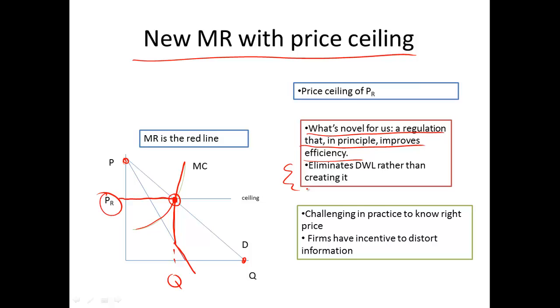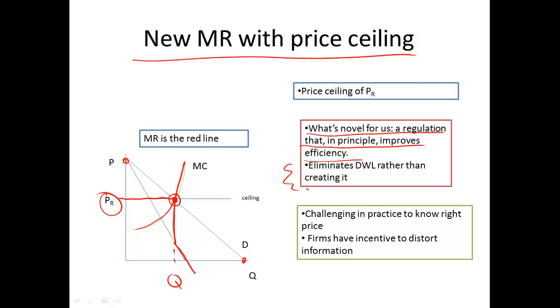Now, before we get too carried away with optimism about regulating inefficiency away, we have to realize that it is challenging in practice to know the right price. Here we assumed we knew the price that arose from the intersection of marginal cost and demand. And so given that, we knew how to regulate. In practice, knowing what the right price is requires knowing a lot about marginal cost, which in turn requires us to rely on the firm we're trying to regulate.